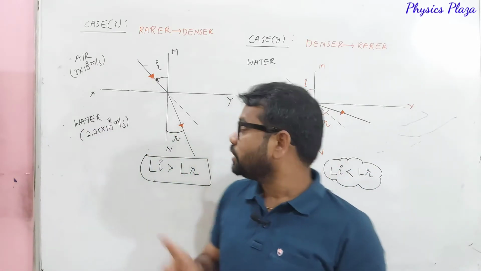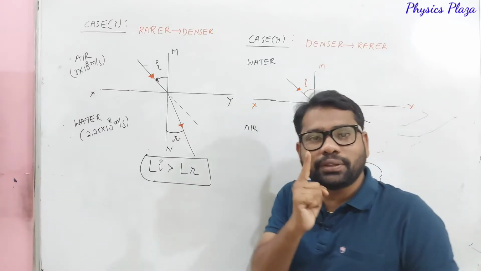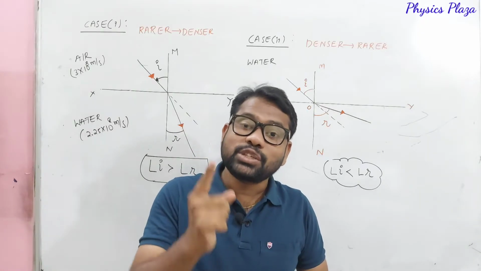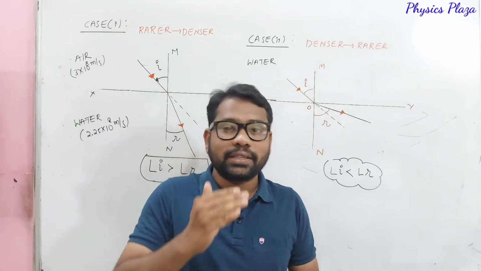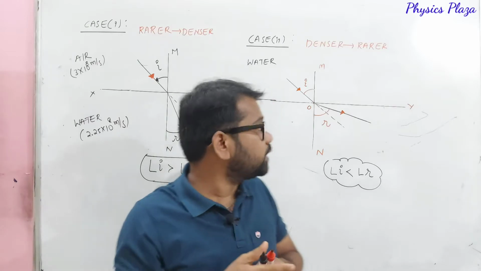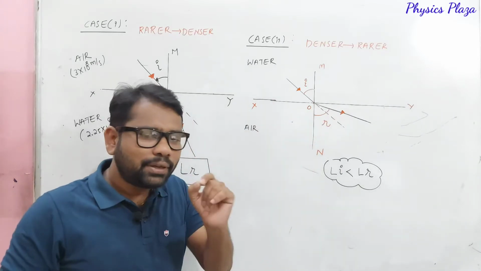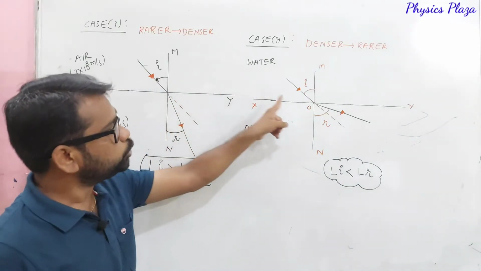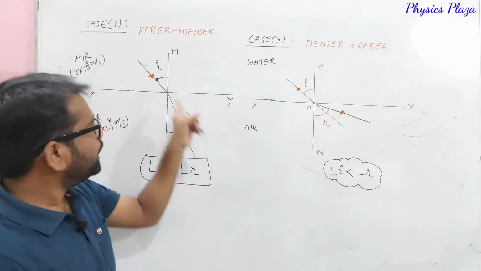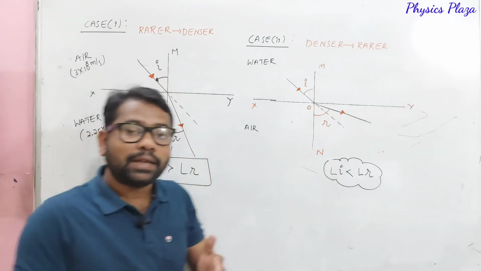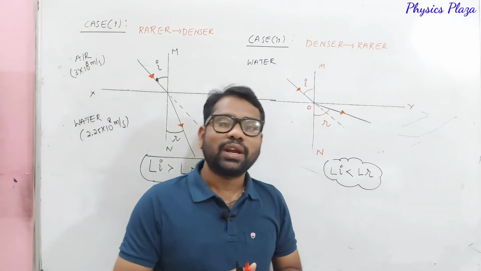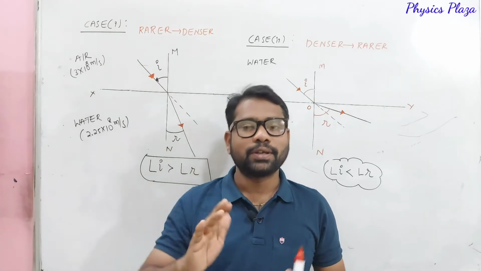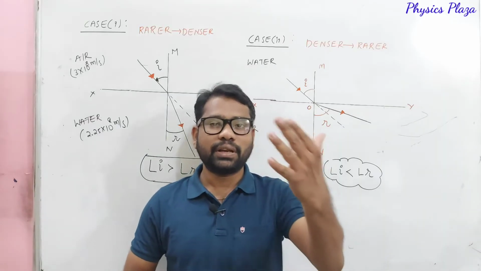But dear children, in these two cases, one common thing we can observe. What is that? Light is changing its path, either moving from rarer to denser or denser to rarer. Light is bending at the interface between the two media. In these two cases, light is not going in a straight line path; rather, it is bending. Children, this phenomenon of light we call refraction.